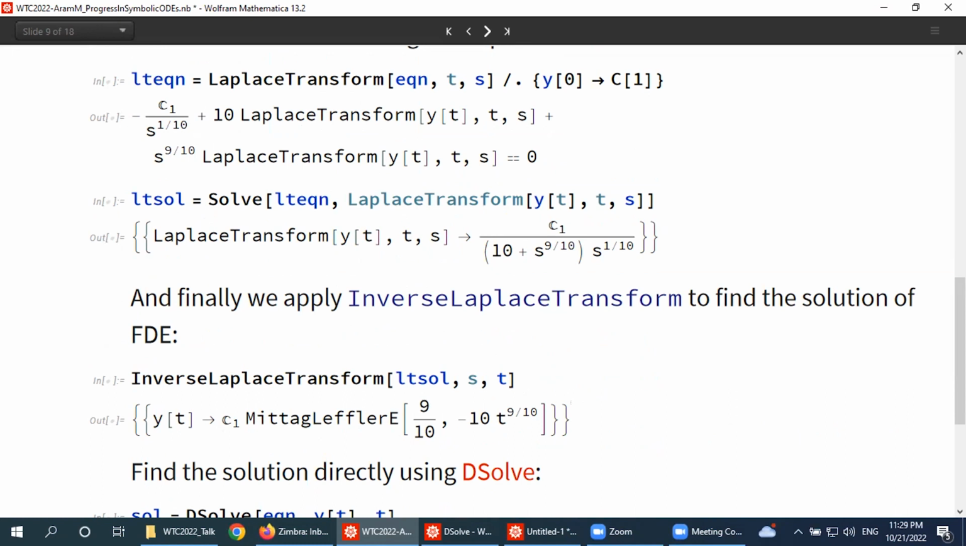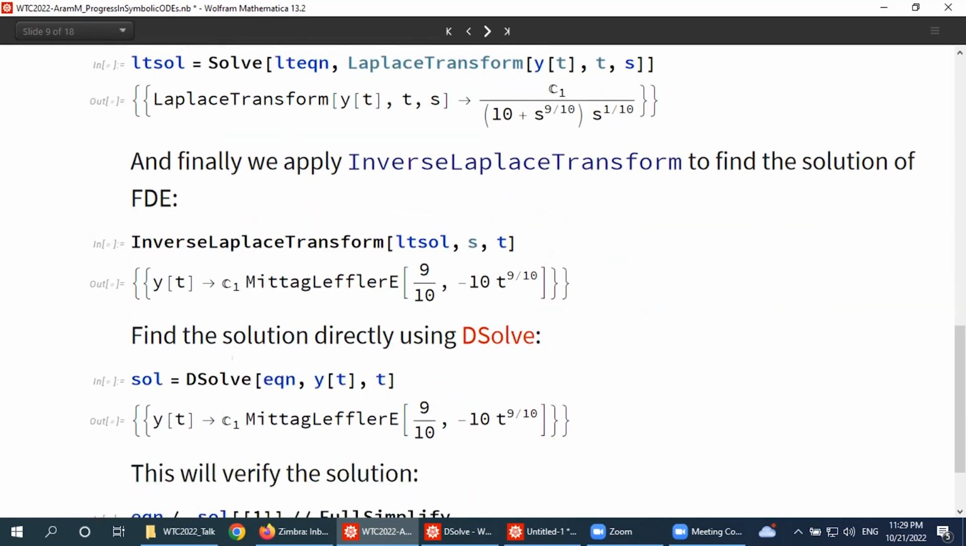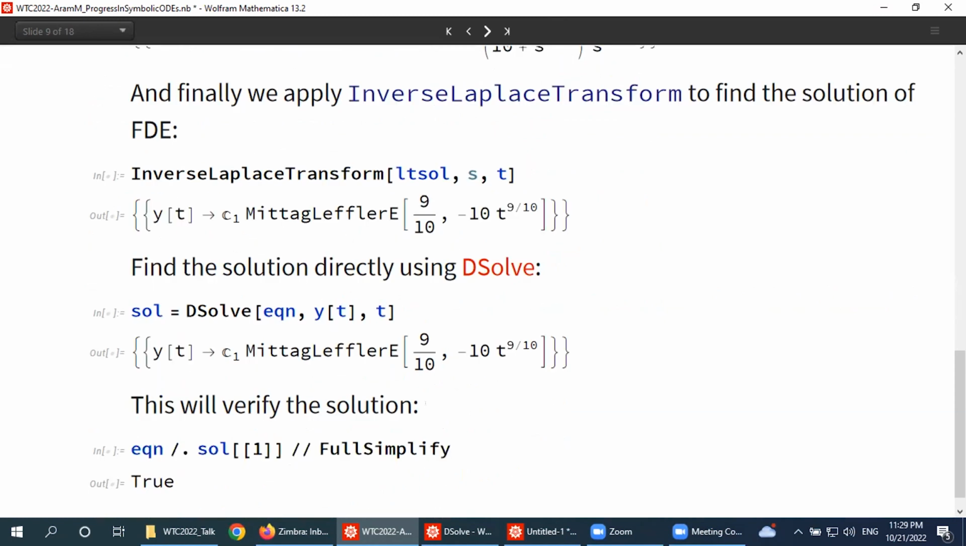And starting from version 13.1, we can solve this type of equations directly using DSolve. And we can do that in the same way we solve integer order differential equations. We just write DSolve, equation, comma, dependent variable, comma, independent variable, and that's it. This is the same solution obtained by DSolve. And we can easily verify that this solution is correct by substituting it into equation and doing FullSimplify.